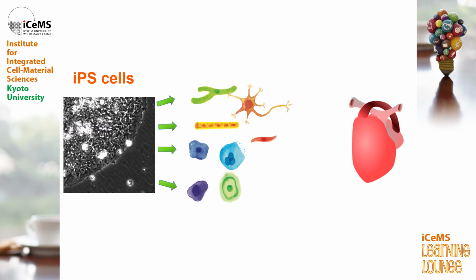So, as you know, iPS cells are promising resources for cell therapy because iPS cells can produce a lot of cell types. In CiRA, we prepared a lot of cell types and use them for clinical applications. For example, neural cells were prepared for Parkinson's disease and cardiomyocytes prepared for heart diseases.